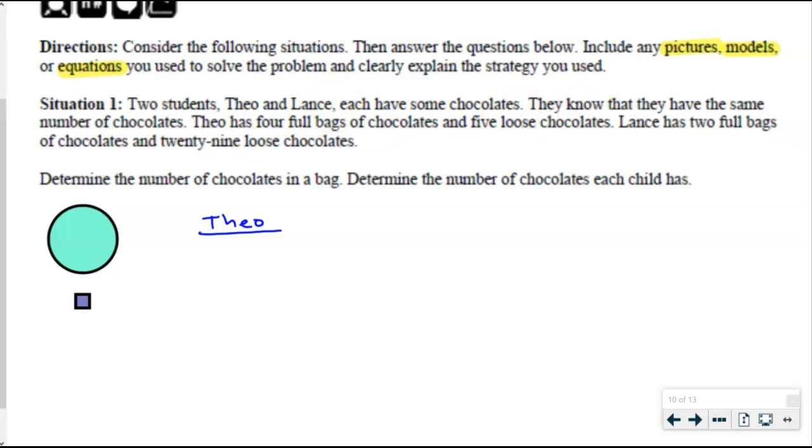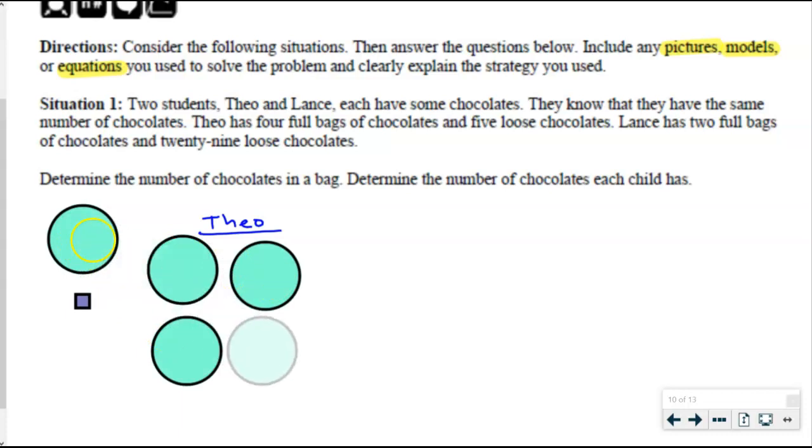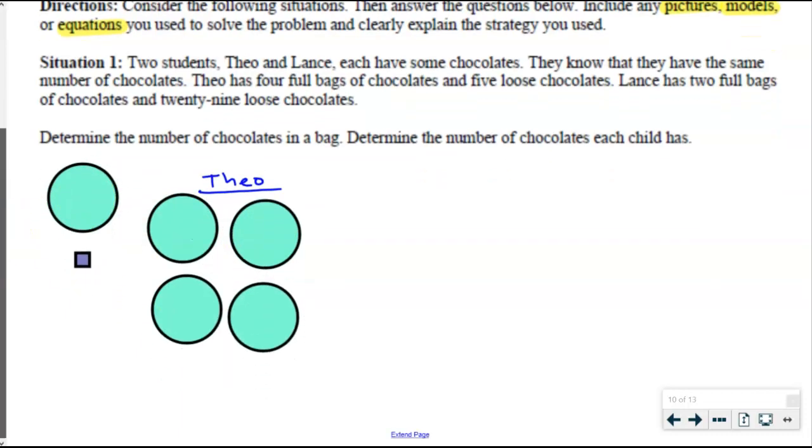Very good. So do you see my symbols that I already have prepared here? What do you think I'm going to use for 4 bags? Probably 4 of these circles. And is that the only thing that Theo has? No, what else does he have? 5 of these loose ones.